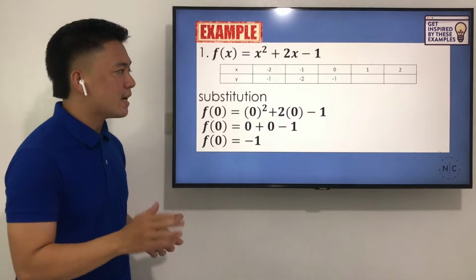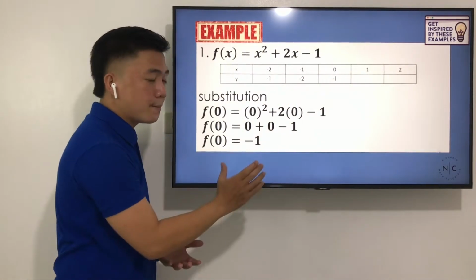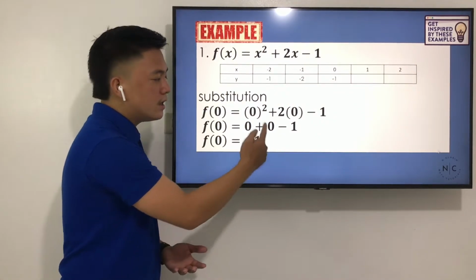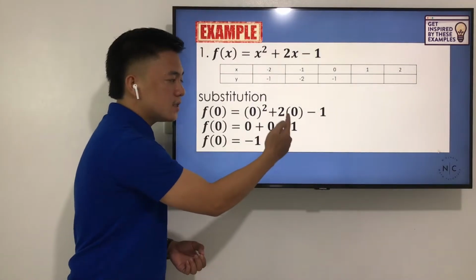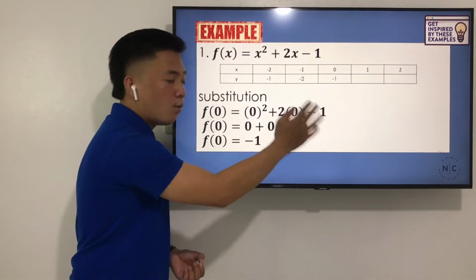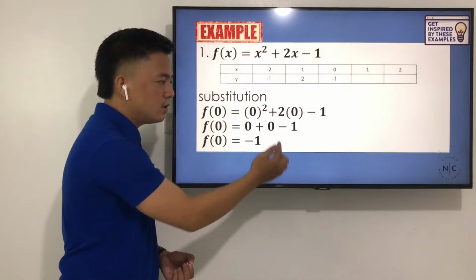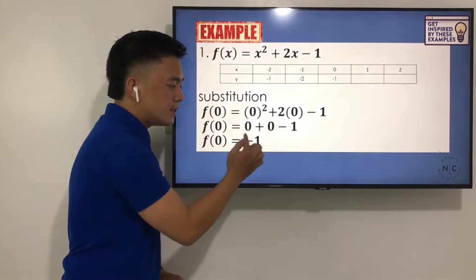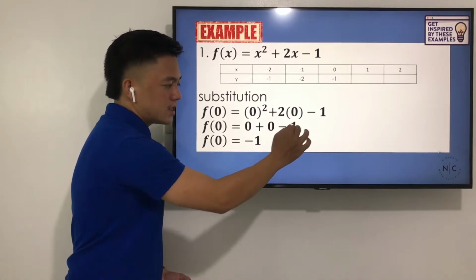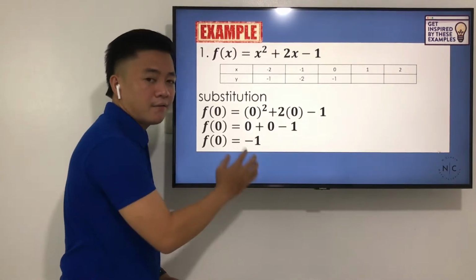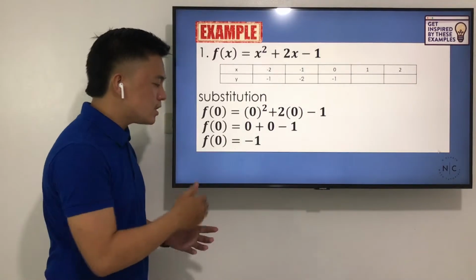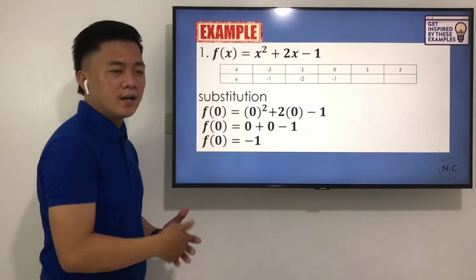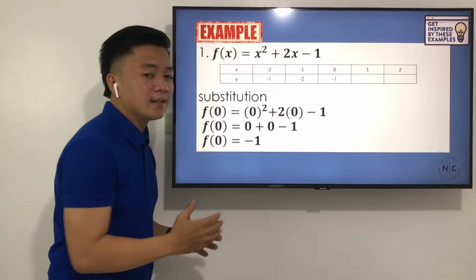Next is, kapag naman si x is 0. Same process tayo. 0 squared plus 2 times 0 minus 1. So, 0 squared is 0. 2 times 0 is 0. And then bring down negative 1. And then, 0 plus 0, wala na yan. Minus 1. So, ang matitira na lang si negative 1. Kapag si x is 0, yung y natin is negative 1.